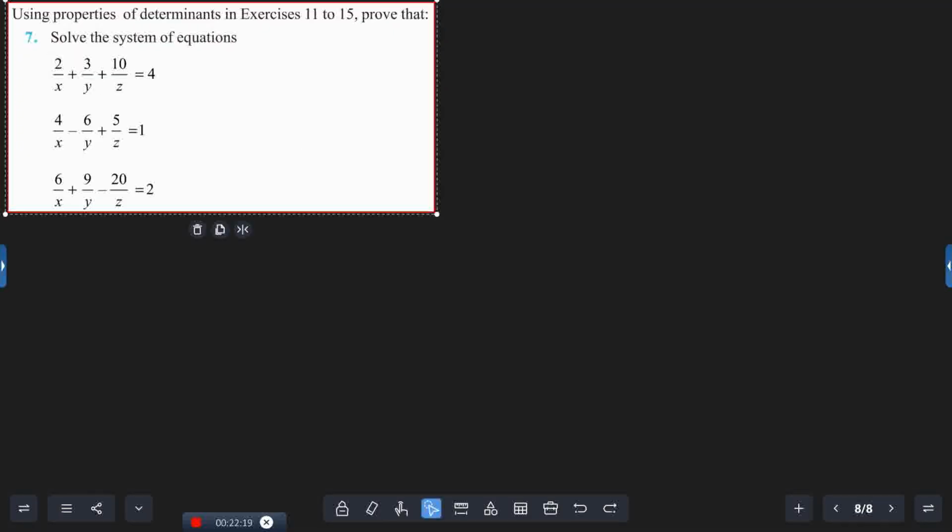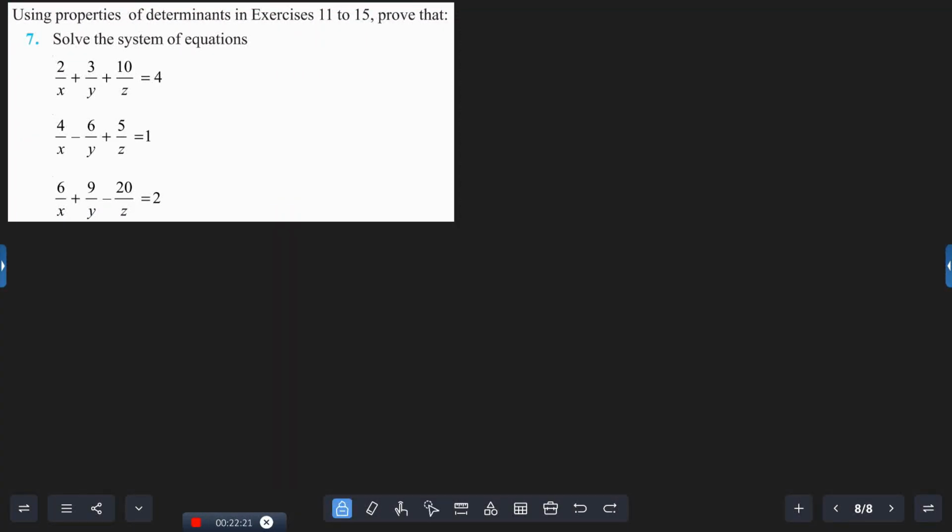Using properties of determinant in exercise 11 to 11. I think they gave the old textbook numbers, 11 to 15. As per the new textbook, it is 7 to the end. This is the old textbook numbering, so leave it.